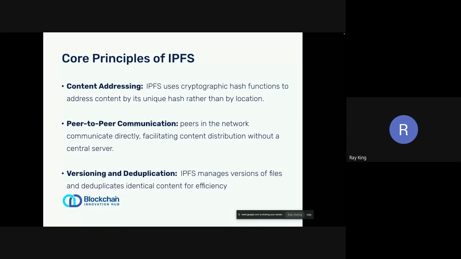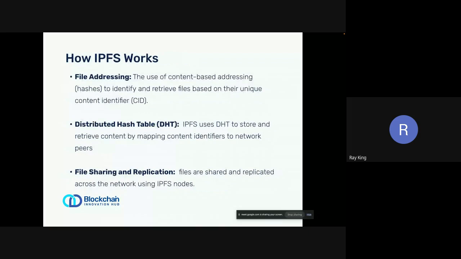Now, we also have peer-to-peer communication. This is one of the core principles of IPFS. Peers in the network communicate directly, facilitating content distribution without a central server. So what this means is the file is stored using a decentralized, distributed system. Whenever I'm looking for the file, the peers in the network will begin to communicate, asking who has the file, and that way content distribution is facilitated without a central server. Then we also have versioning and deduplication, where IPFS manages versions of files and the like.